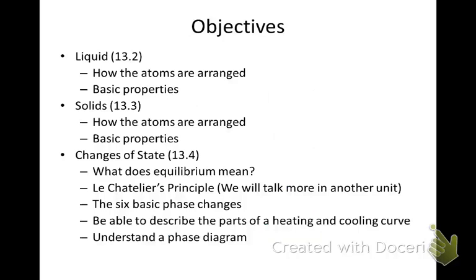So here are our lesson objectives over the next 2 to 3 class periods, depending on how far we get. Section 13.2 in your textbook talks about liquids, and so we're going to really talk about how the atoms are arranged and some basic properties. And then 13.3 talks about solids. We're going to talk about how the atoms are arranged and then basic properties of solids. And then finally, we'll move on to changes of state, which is the more difficult part of this chapter, 13.4.